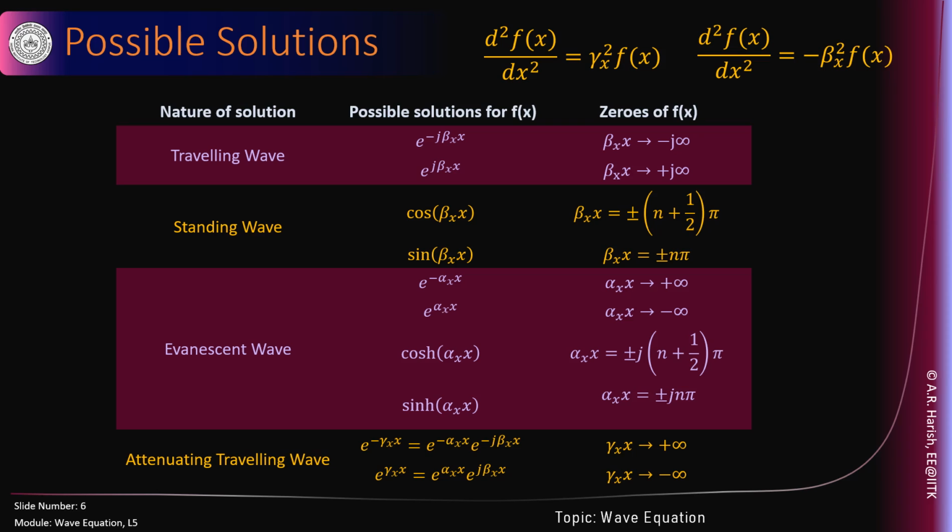Now, the attenuating traveling wave is represented by e to the power of minus gamma x or e to the power of gamma x, which has a traveling wave component e to the power of minus j beta x, which is multiplied by an amplitude which decays as a function of x. Therefore, this is an attenuated traveling wave. In the real world, our waves will be of this kind, but in our ideal mathematical world, we chose the wave to be a pure traveling wave, which is not attenuating.